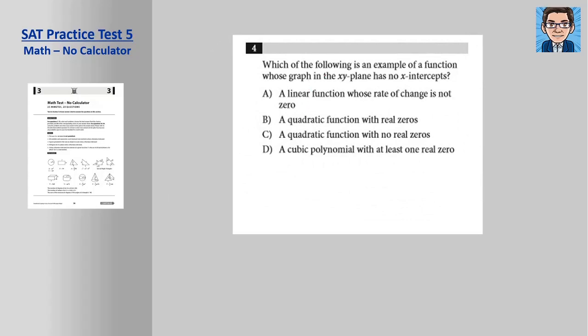Okay, so this problem is asking us, which of the following is an example of a function whose graph has no x-intercepts? And then they're asking us about real zeros. So if we've got some kind of function that doesn't hit the x-axis, where it hits the x-axis is going to be the real zeros. So that's where you find the real zeros, is on the x-axis.